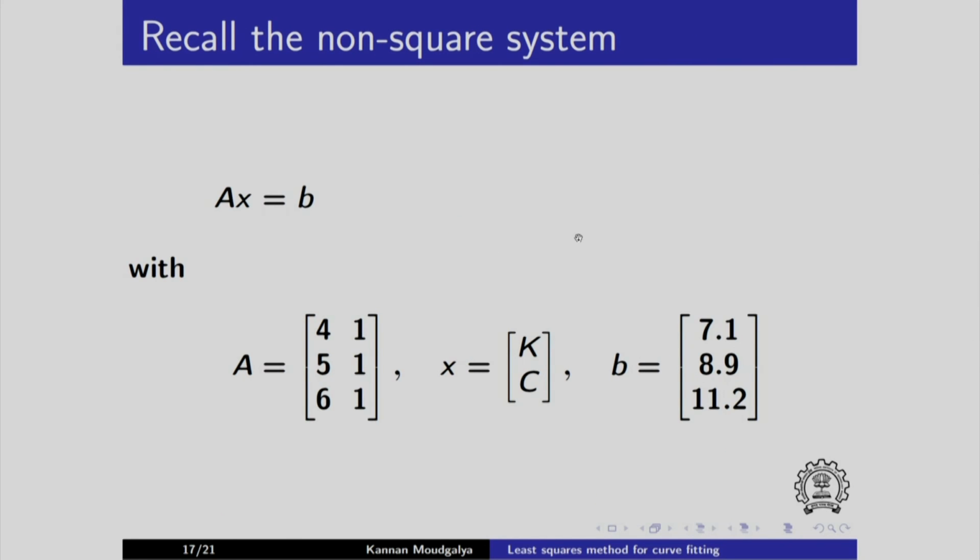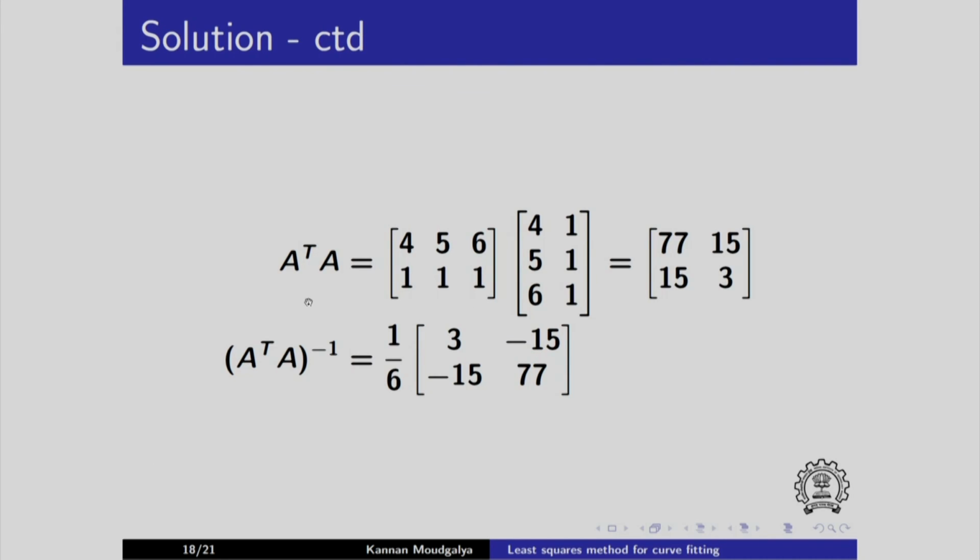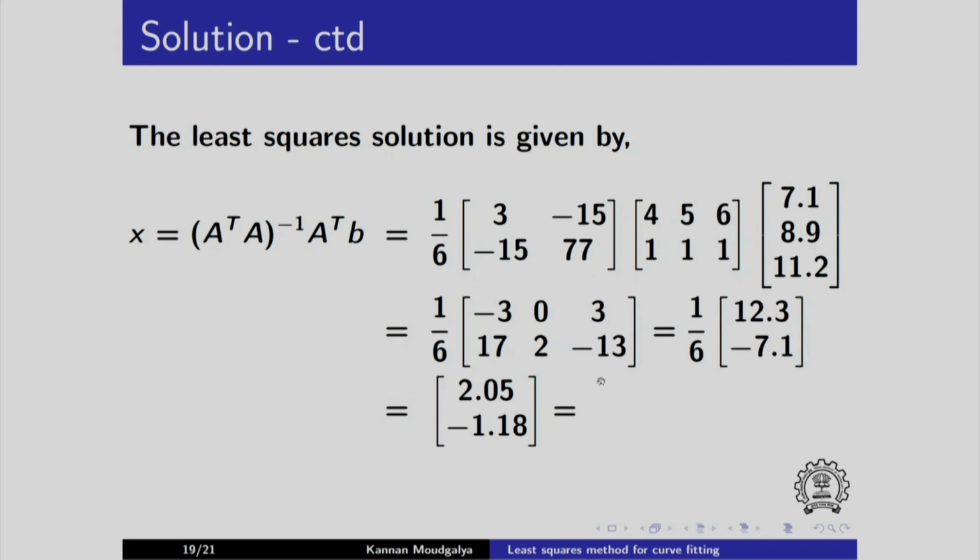Let us go back to the example we presented, the numerical example. We had this A, X and B variables, 3 equations in 2 unknowns. So you can calculate ATA as given here. We find the inverse. Because it is a small system, we can invert it and we can substitute in this expression and obtain this result, and this is the vector Kc.